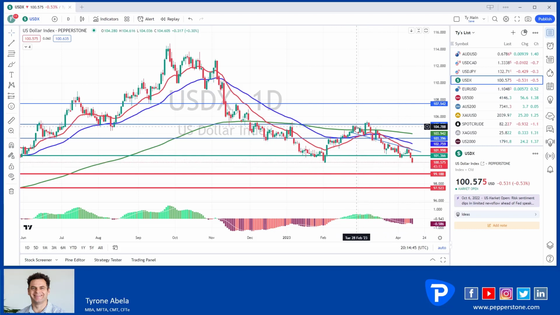And it's done all the right things. It's had the sloping head and shoulders that it broke through, came and retested that neckline from below twice.